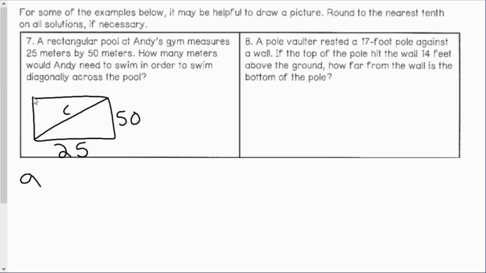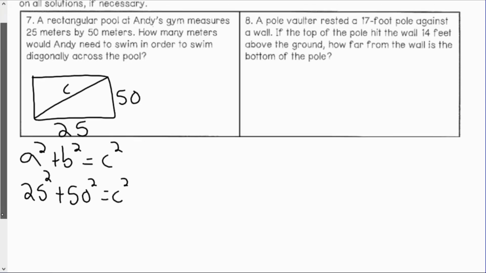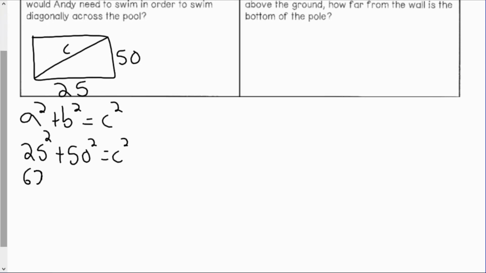So again, a squared plus b squared will equal c squared. I know that one leg is 25, so 25 squared. The other leg is 50, so 50 squared will equal c squared. I know 25 squared is 625. I know 50 squared is 2,500. That will be equal to c squared. 625 plus 2,500 is 3,125. That's equal to c squared.